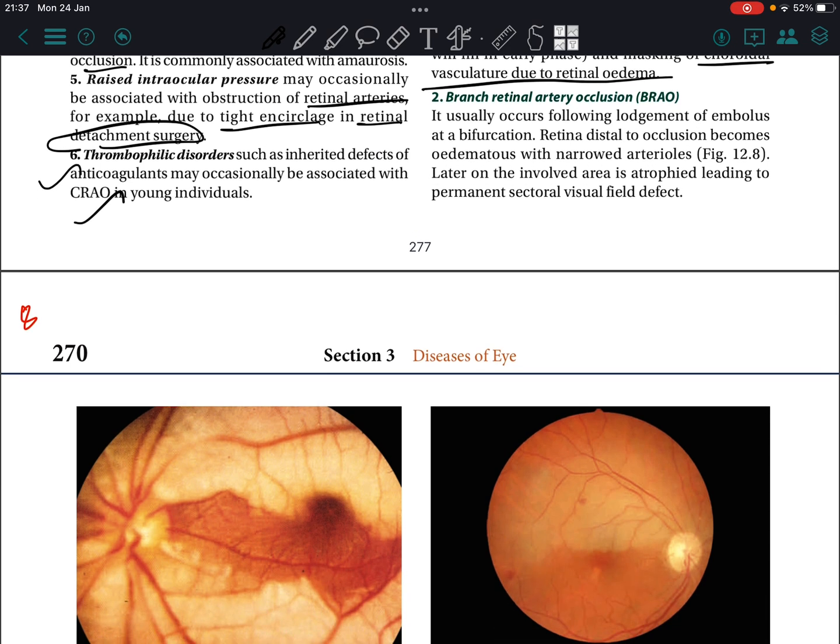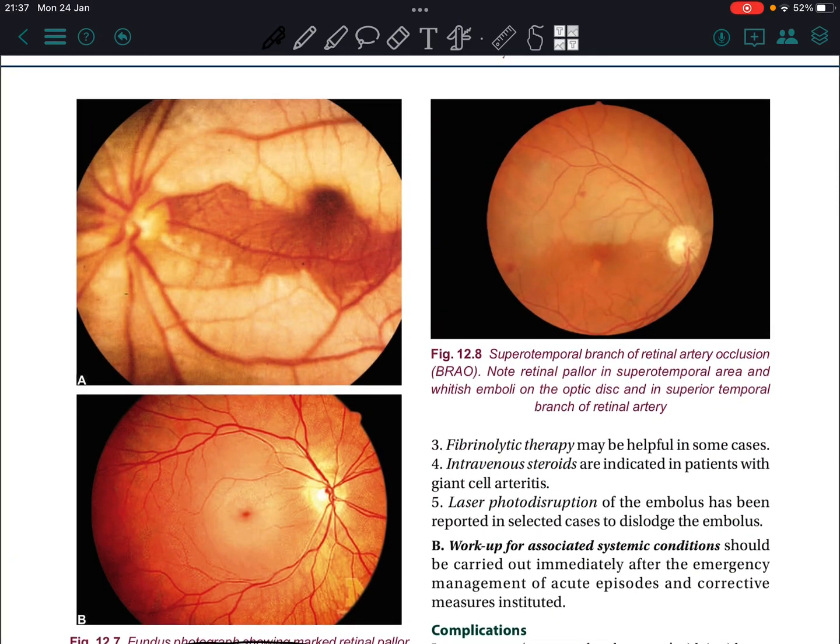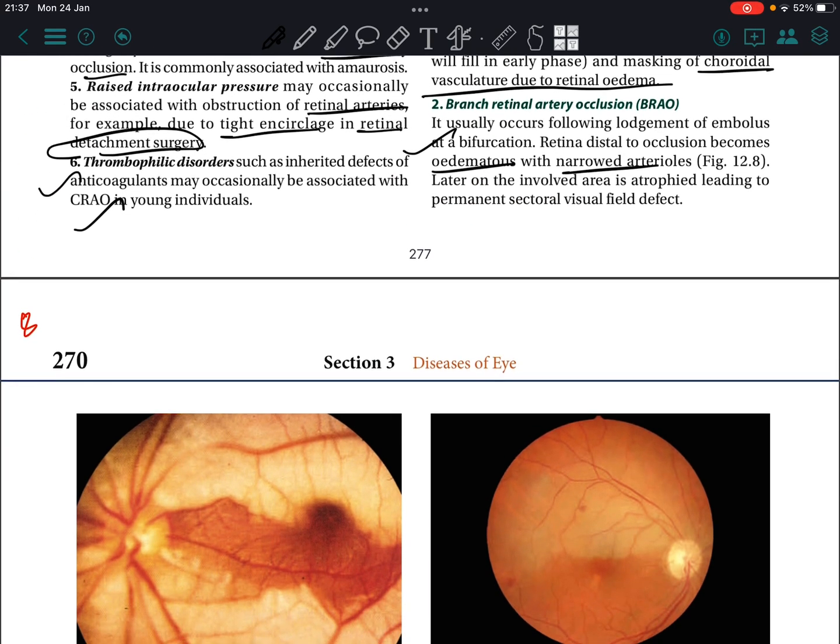Branch retinal artery occlusion usually occurs following lodgement of an embolus at a bifurcation. The retina distal to the occlusion becomes edematous with narrow arteries. Temporal branch retinal artery occlusion: note retinal pallor in the superior temporal area and a whitish embolus on the optic disc and in the superior temporal branch of the retinal artery.